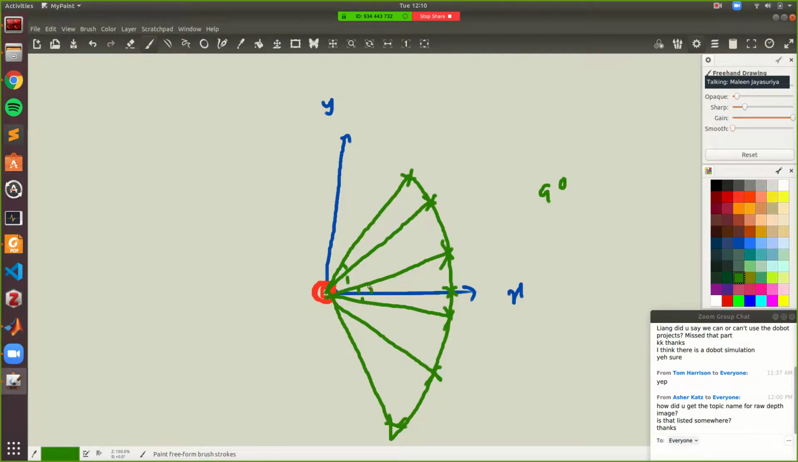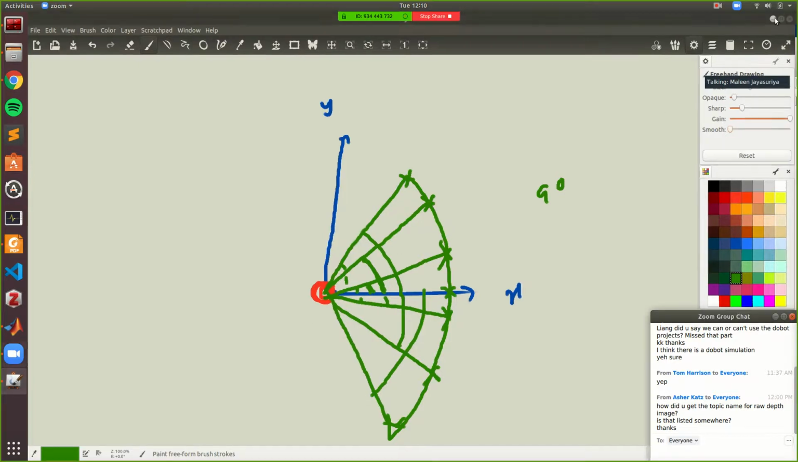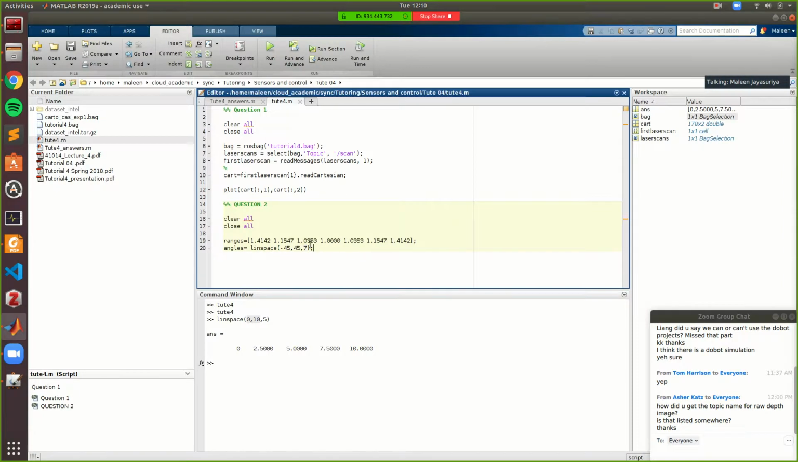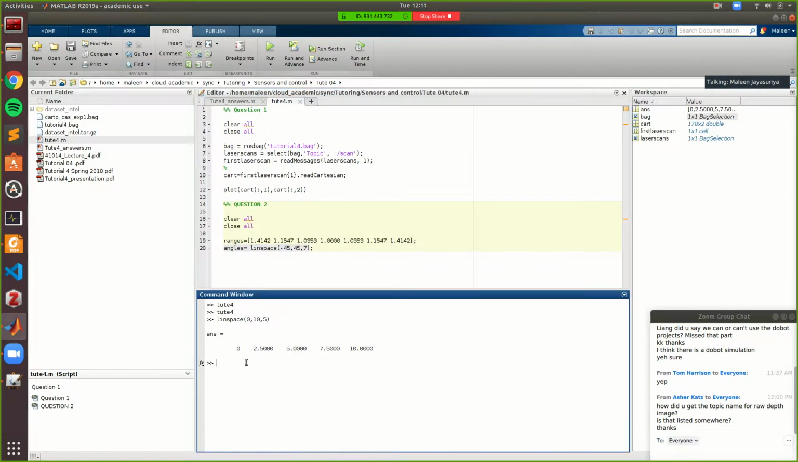Because the first angle here is 15, then I should get 30, and then I should get 45, right? Here I should get -15, -30, and -45, right? For me to convert these range values into my Cartesian form, right? So if I actually do it this way, you can see that I get the angles that I want, right? So I'm dividing the range -45 to +45 into 7 different values.